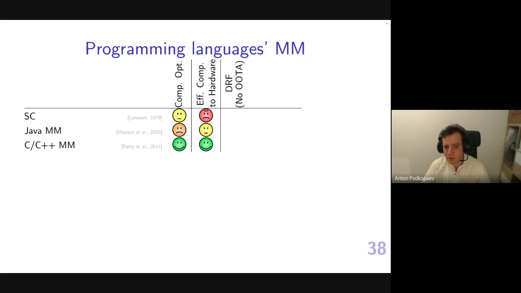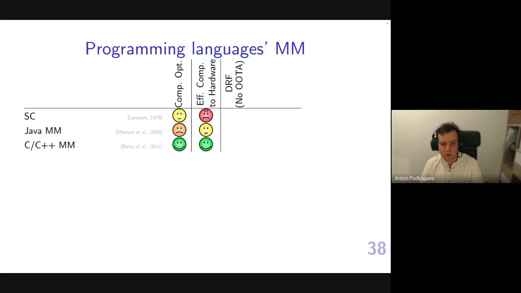However, when we discussed that with a member of the Java standardization committee, they said that they know about this problem, but they don't want to solve it because a lot of code will be slowed down quite a bit due to the fix. So yeah, there are some problems with Java.